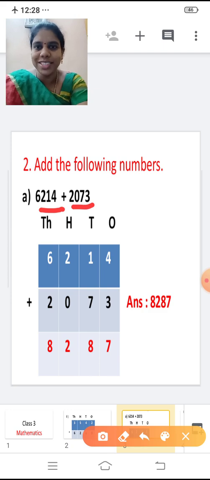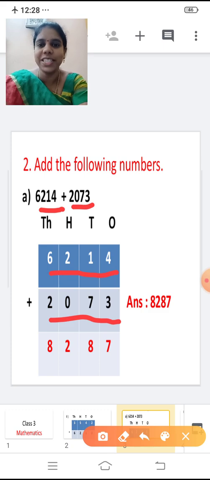First write ones, tens, hundreds, thousands. Then take the number 6214. Write 6214: 4 in the ones place, 1 in the tens place, 2 in the hundreds place and 6 in the thousands place. Now take the second number 2073. Write it down in the correct place: 3 in the ones place, 7 in the tens place, 0 in the hundreds place and 2 in the thousands place.